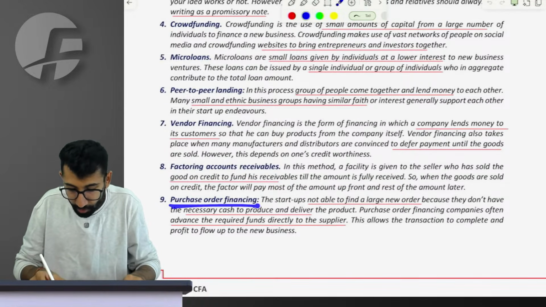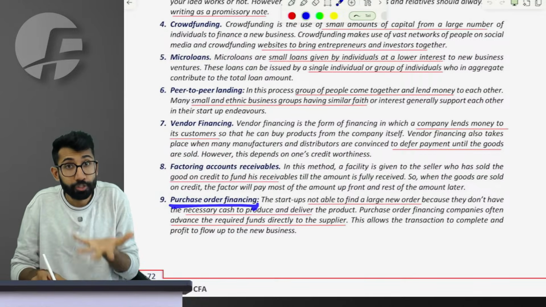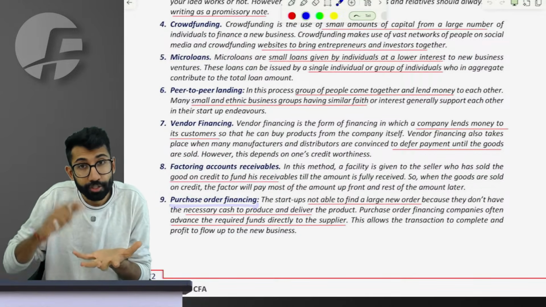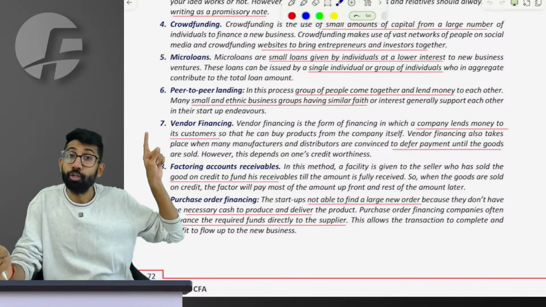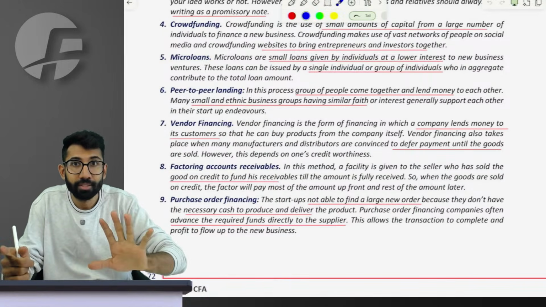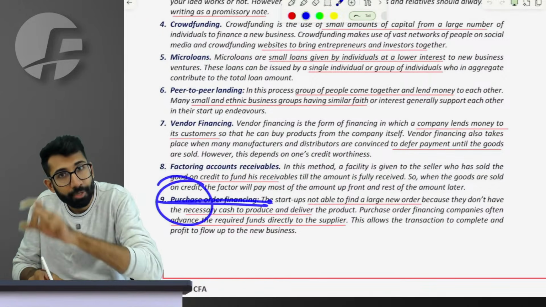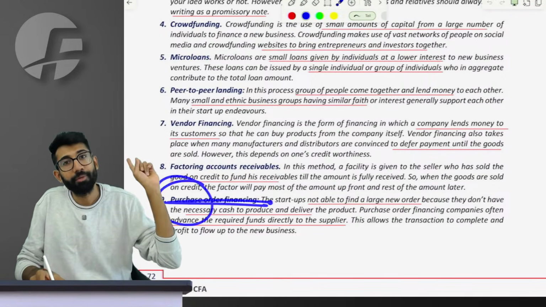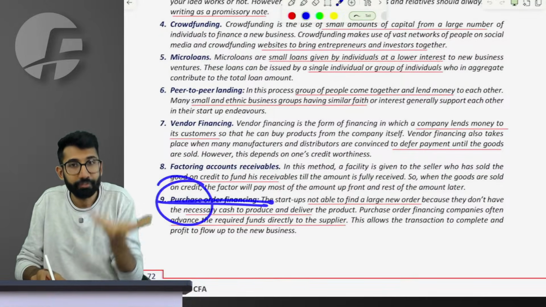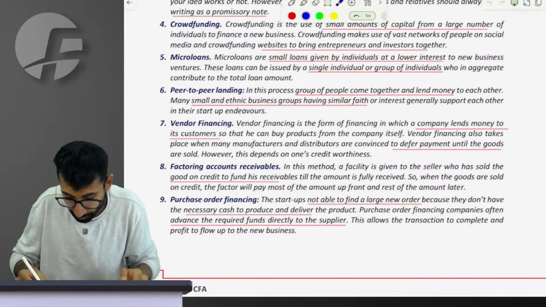Purchase order financing. Suppose I want to sell something for which I need to first manufacture it. So my customer, to whom I am going to sell, is going to directly pay the vendor from whom I will purchase. Purchase order financing means my customer will directly pay the vendor from whom I will purchase. So once the payment is made, once the advance reaches there, I will receive the goods. I will manufacture it, process it and then sell it to the customer.